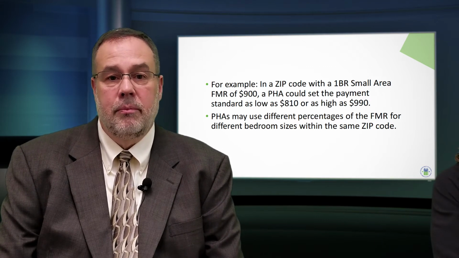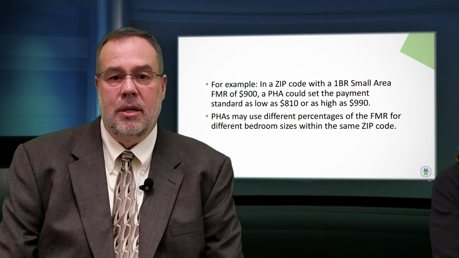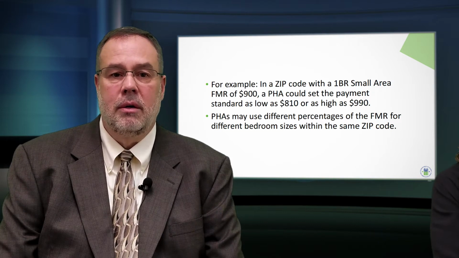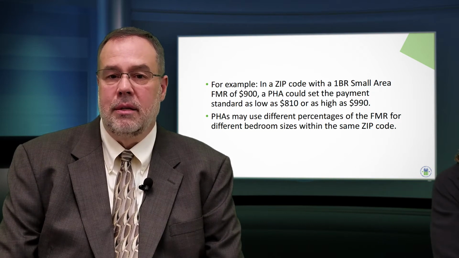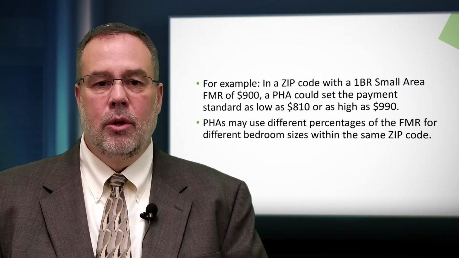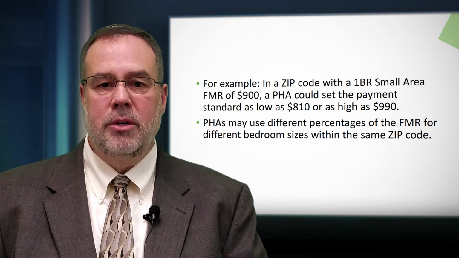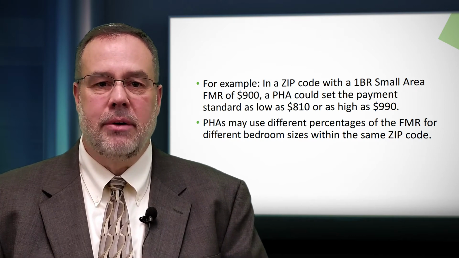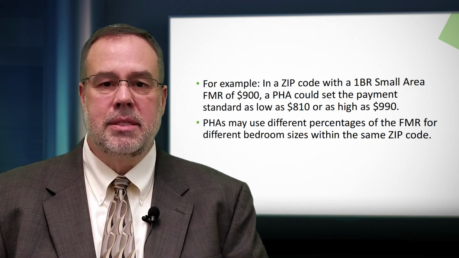For example, a PHA may set the payment standard for studio apartments and 1- and 2-bedroom apartments at 100% of the small area FMR, and use 110% of the small area FMR for 3-bedroom and larger units. Using different percentages for different bedroom sizes may be helpful in increasing access to certain types of housing, but adds administrative complexity for the PHA.